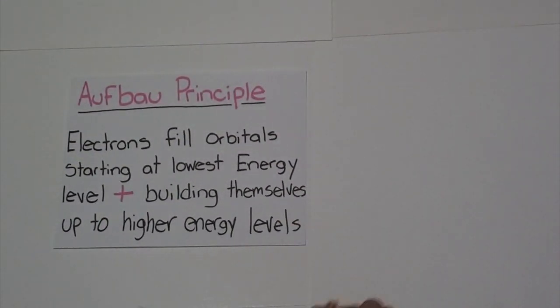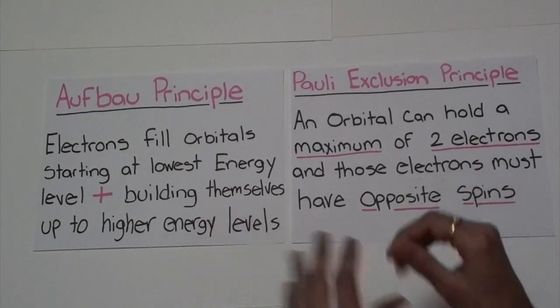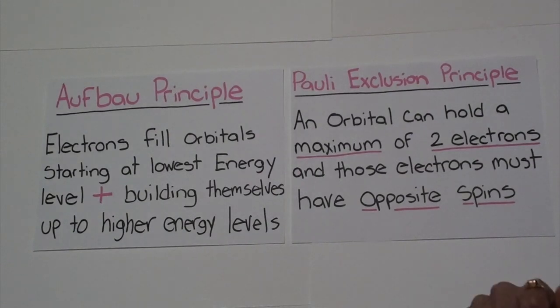The next 2 principles I want you guys to keep in mind are your Aufbau principle and your Pauli exclusion principle. I know you guys must have learned these principles already in the previous videos, but just to clarify them, because you will need to know them very well in order to draw your orbital box diagrams correctly. So your Aufbau principle basically states that electrons fill orbitals starting at the lowest energy level and they build themselves up to higher energy levels. And your Pauli exclusion principle states that an orbital can only hold up to a maximum of 2 electrons, and those electrons must have an opposite spin.